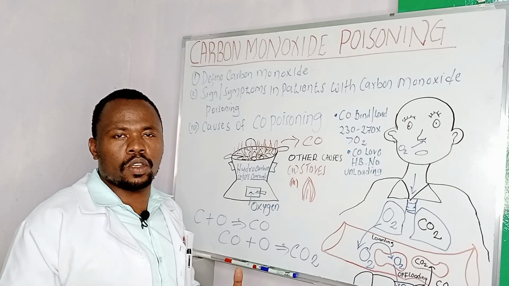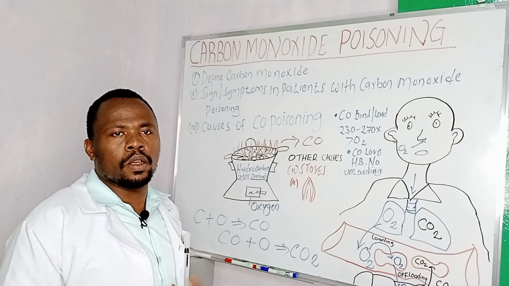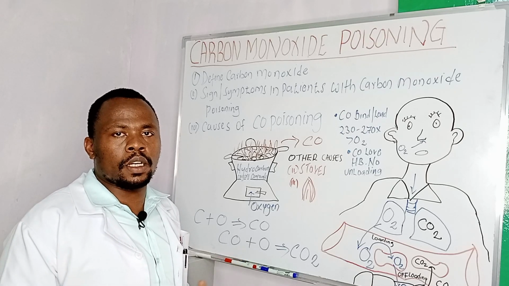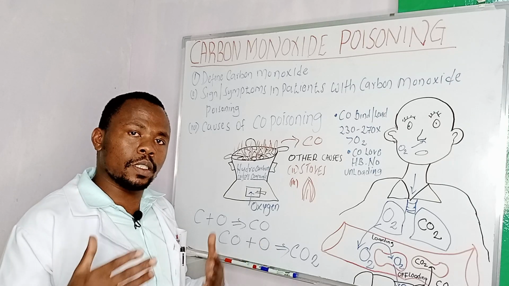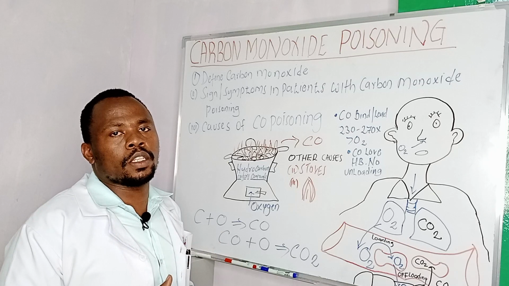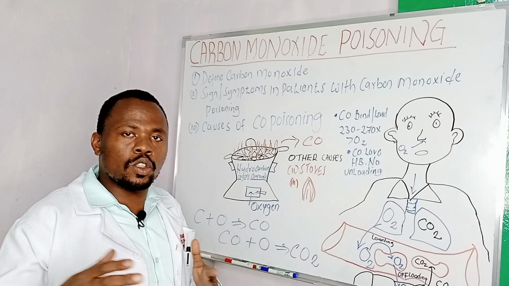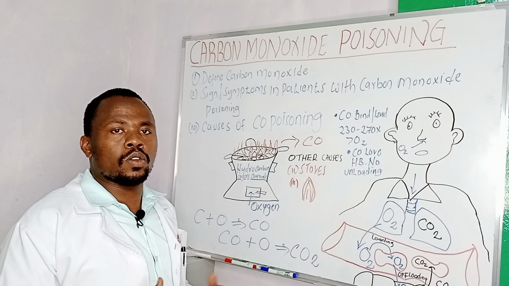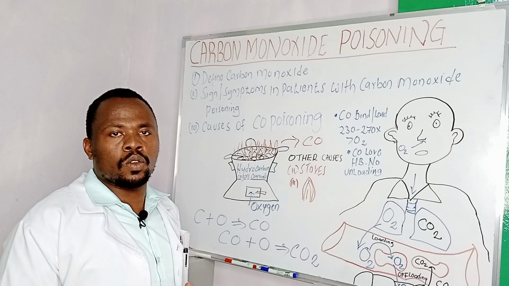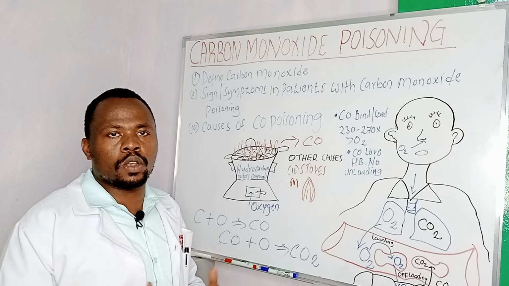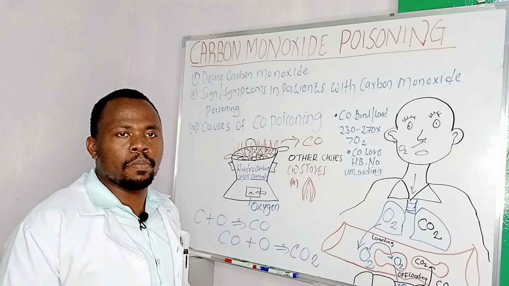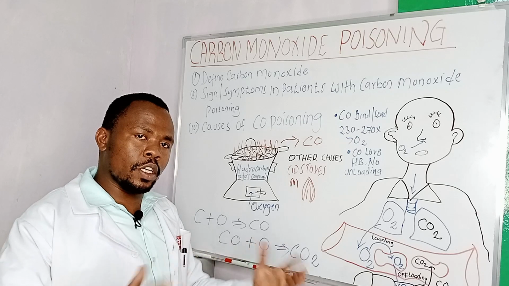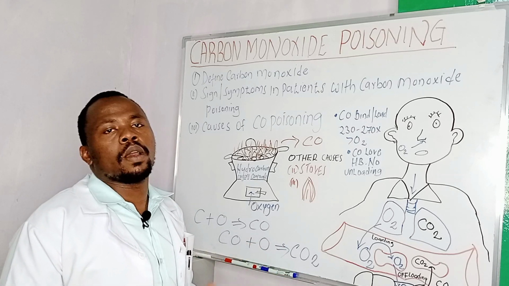What are the other sources of carbon monoxide? We have stove, normal fire, fire outbreaks, a running generator, especially when a generator is not kept outside the house. When you keep a generator indoors, the smoke of the generator enters into your house. Also, we have exhaust fumes from cars, especially those cars that do not have mufflers. Mufflers are the substances that are found in the exhaust pipe.